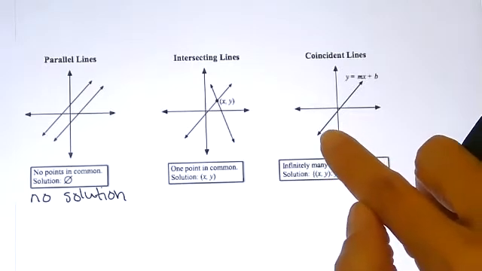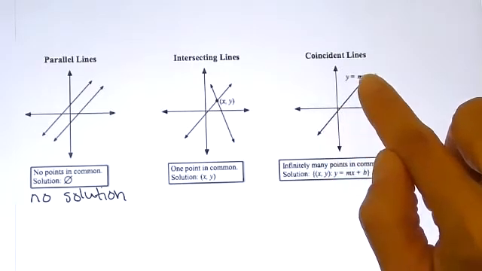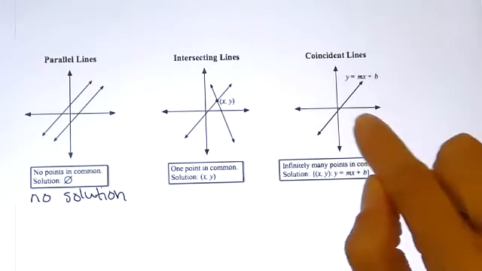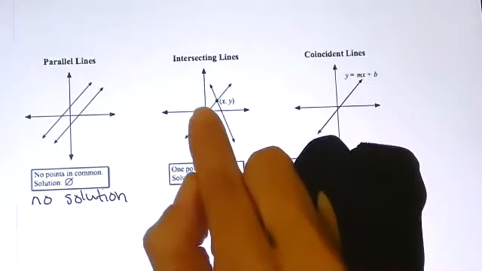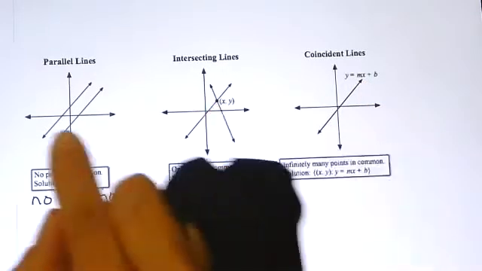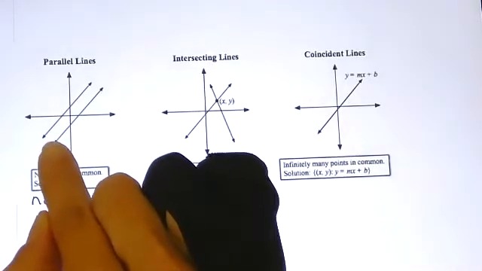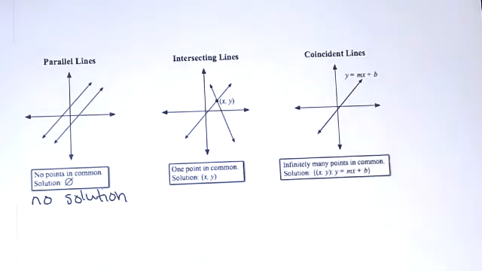So if I asked you, where are the solutions? It's every point on this line. If I asked you, how many solutions? Infinitely many. How many solutions? 1. How many solutions? None. These are the only 3 things that can happen when you solve a system.